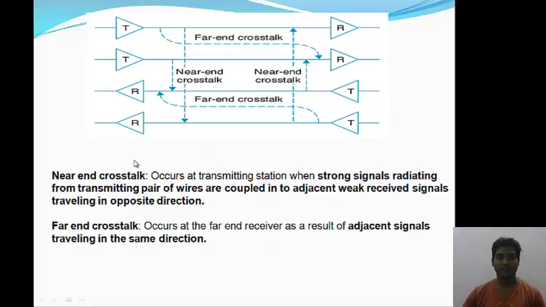Far end crosstalk occurs at the far end receiver as a result of adjacent signals traveling in the same direction. In this case, the two signals are transmitted in two different media in the same direction.